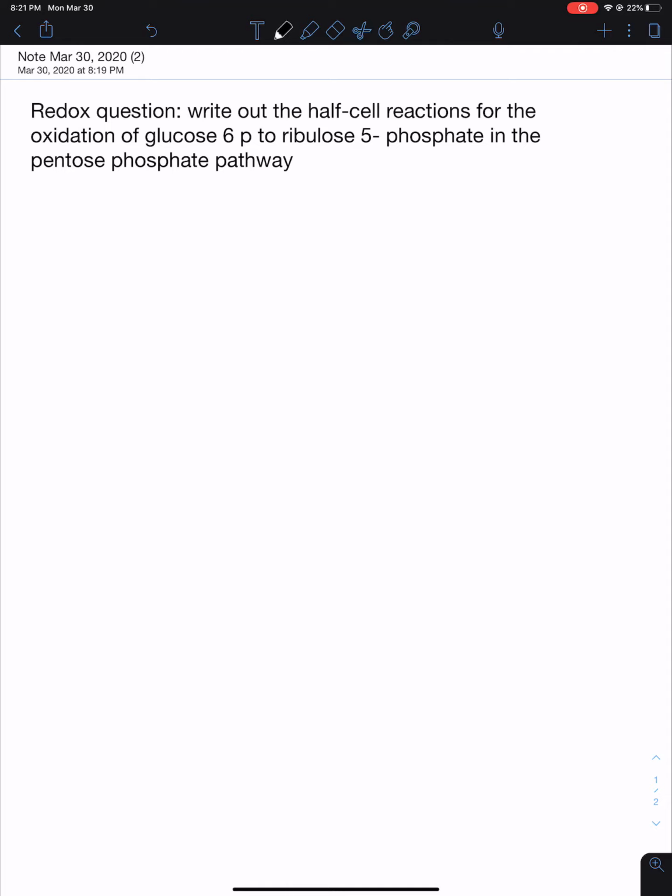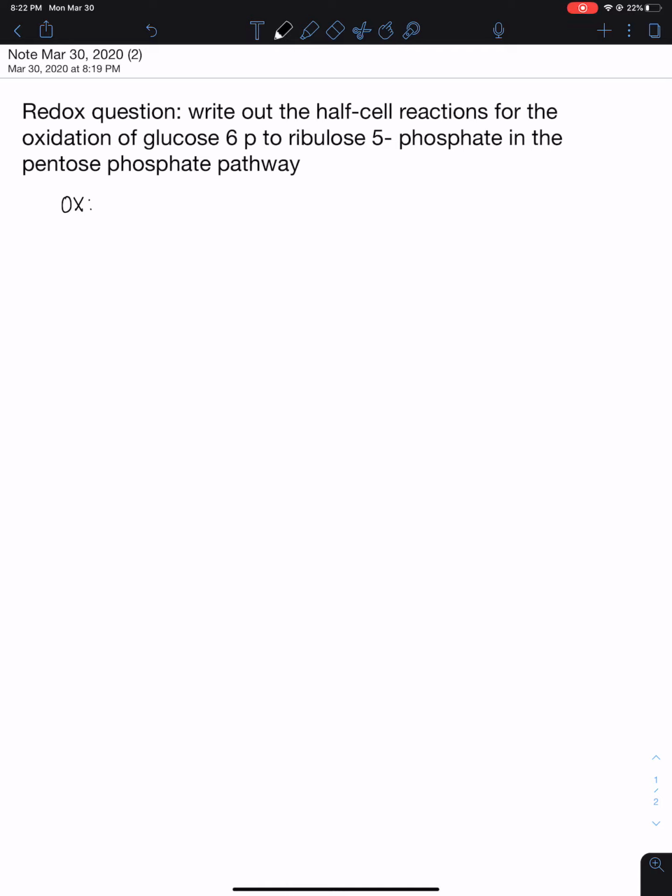I was requested to do a redox problem walkthrough. So I have this one here. It says write out the half cell reactions for the oxidation of glucose 6-phosphate to ribulose 5-phosphate in the pentose phosphate pathway. So what I do typically, the best thing to do is to start out with identifying what is being oxidized. So first of all, you need to recognize that glucose 6-phosphate is oxidized to ribulose 5-phosphate.